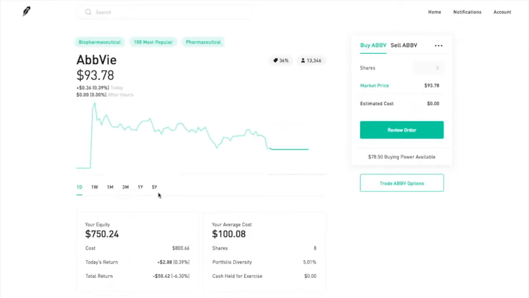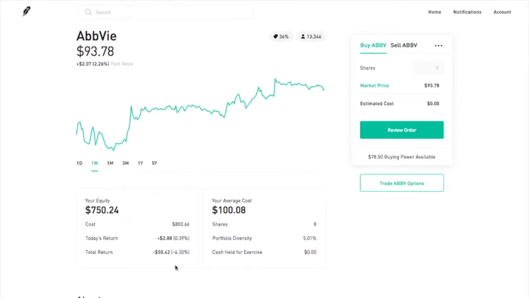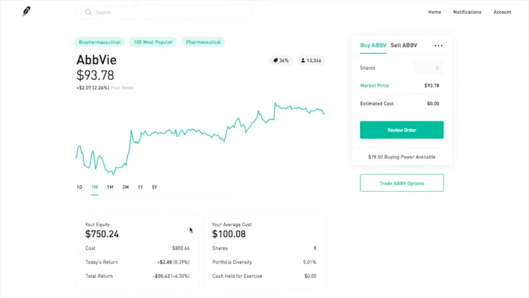AbbVie just a little bit up today. It is up 0.39%, and let's look at the past week, up nicely 2.26%. And right now, my total return is, I am in the negative at $50 down and 6.3% in the negative. But I'm just planning to hold this for a really long time. Maybe I'll add some more shares.